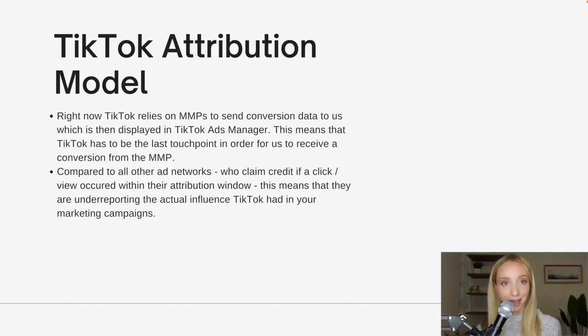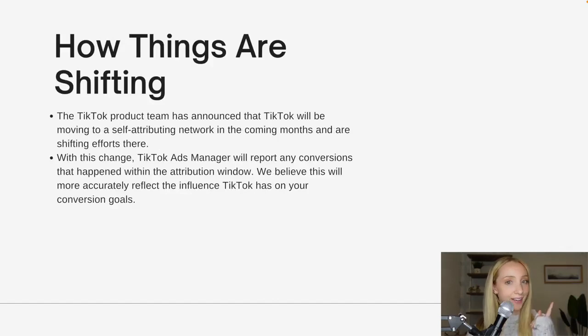So TikTok is admitting that every other platform is going to take way more credit for purchases and record more purchases than TikTok is. TikTok is very much underreporting performance, which is why CPA is going to look 3 times higher than other platforms. Purchases are going to be lower than you expect. Completely normal. However, there is good news on the horizon. This is news from TikTok. They said things are shifting. They said the TikTok product team has announced that TikTok will be moving to a self-attributing network in the coming months and are shifting efforts there.